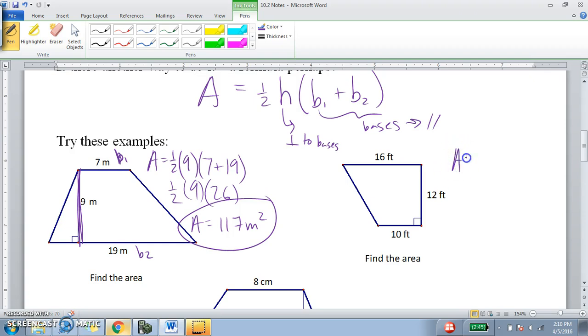All right, for the next one, same thing. 1/2 times our height, which is now 12, times our two bases added together. 16 plus 10 is 26. Multiply all that together, we get 156 feet squared.